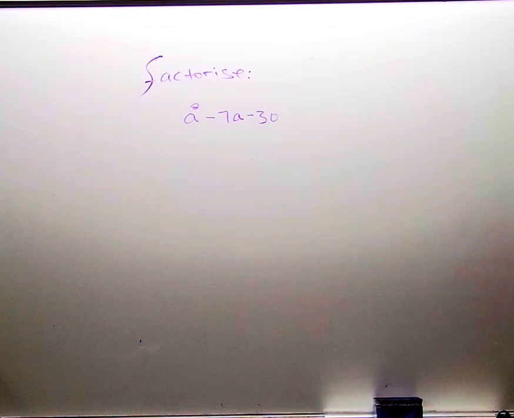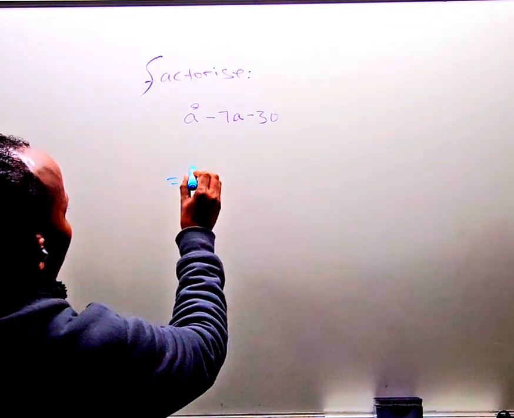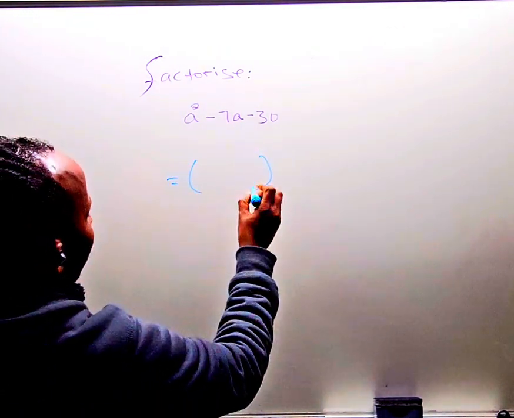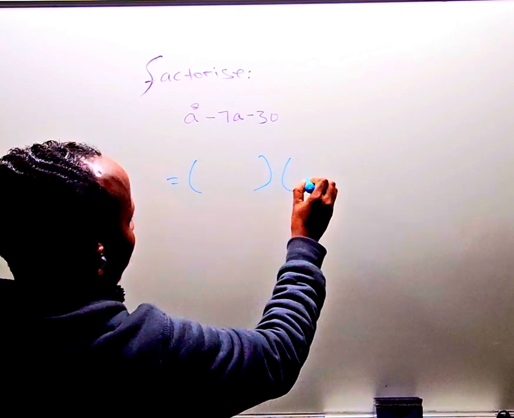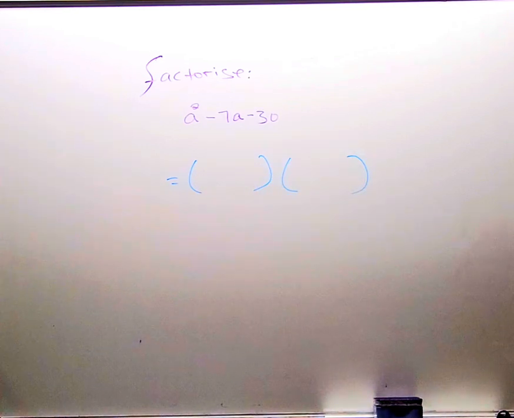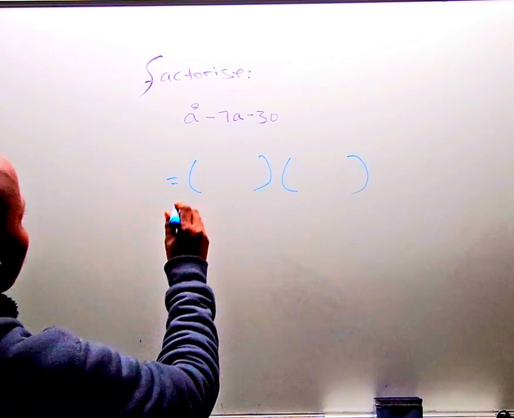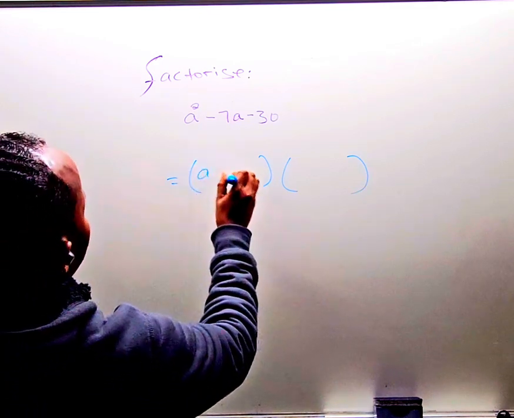The simple way that I always do is to say equals, open a bracket, close it, and then open another bracket, close it. When you do that, look at your terms and you see the first term is a square. The square term tells me that the first term in each bracket must be a.